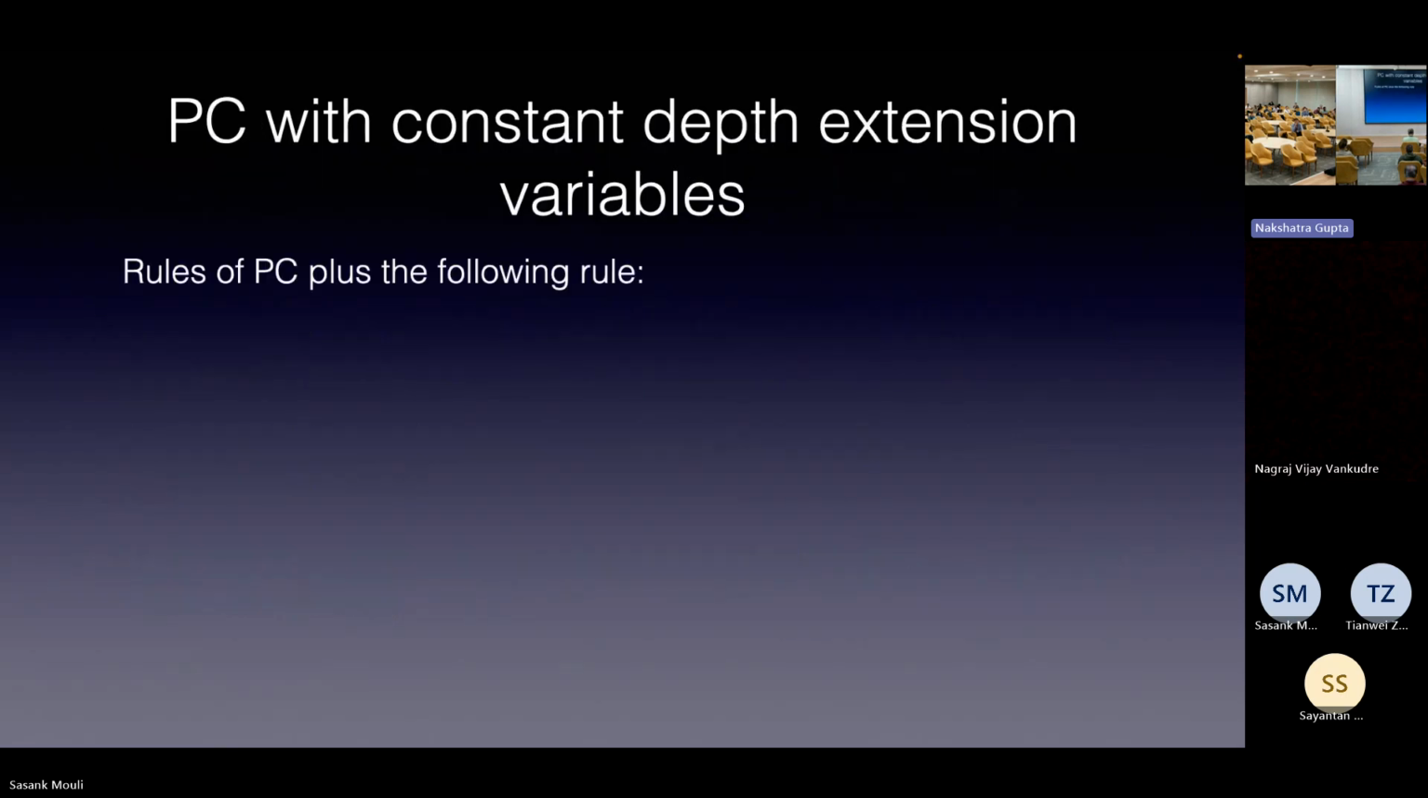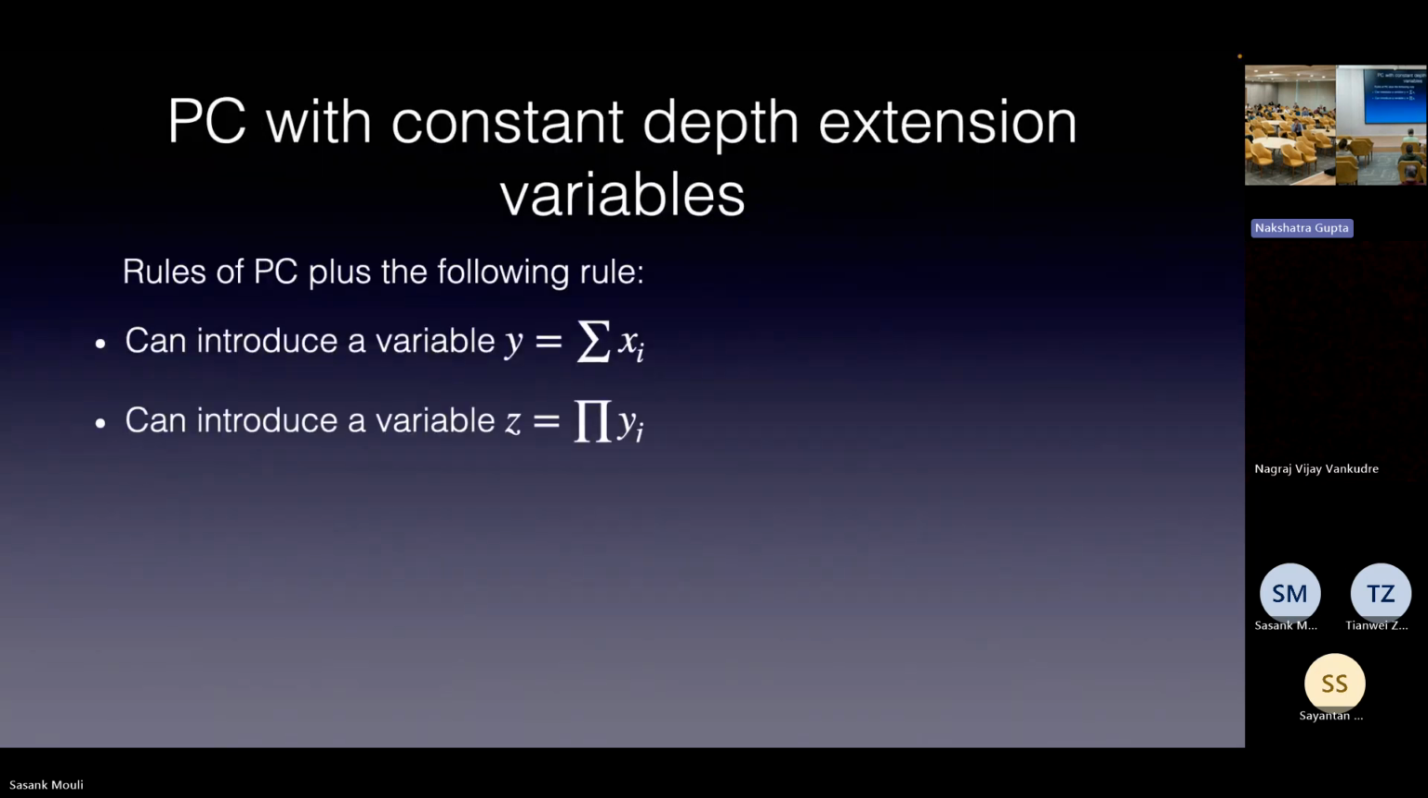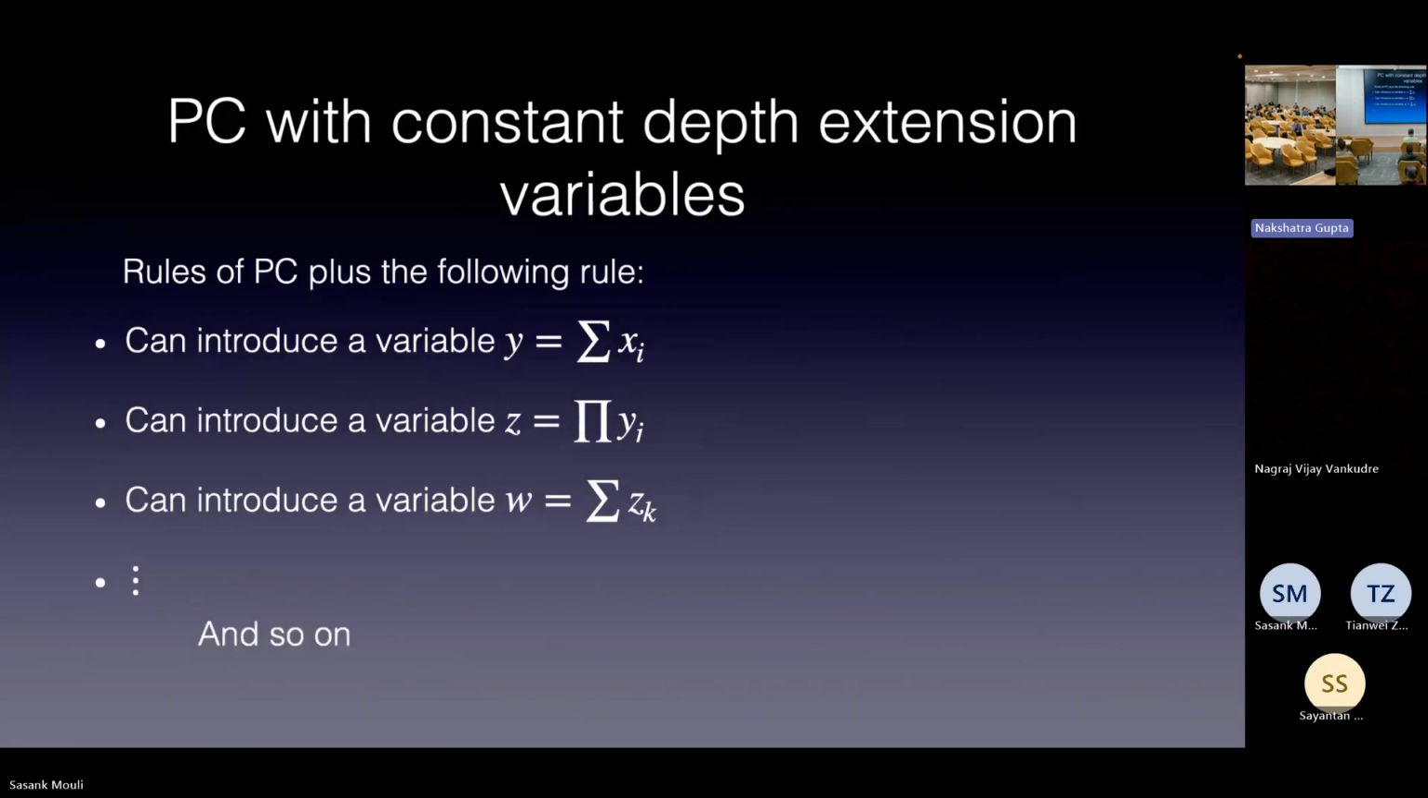Then people started looking at this new system, which is PC with constant depth extension variables, where basically you have the rules of PC, plus you can introduce new variables. You can introduce a variable that is a sum of existing variables, or a product of sums, or sums of products of sums, and so on. And this is one natural extension of PC, which is somewhat close to maybe AC0[p]-Frege.